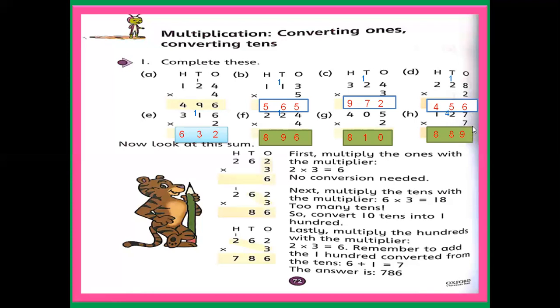7 twos. 7 ones are 7. 7 twos are 14 plus 4, 15, 16, 17, 18. Write 8 here and again 1 will go to add into 100. 7 ones are 7 plus 1, 8.